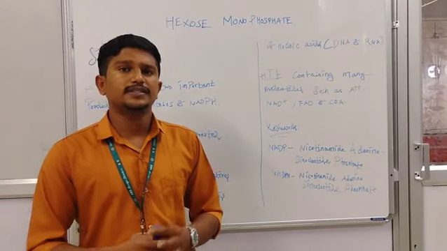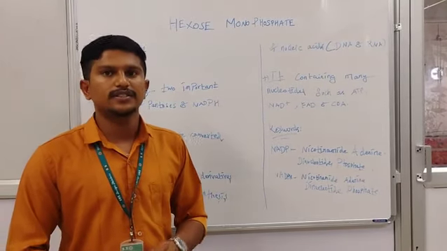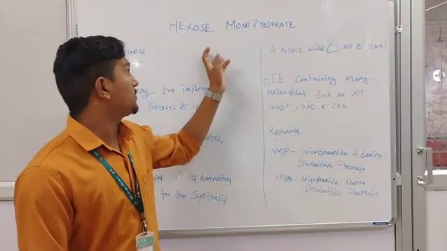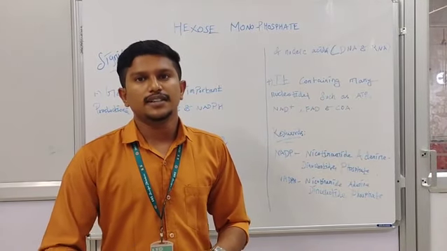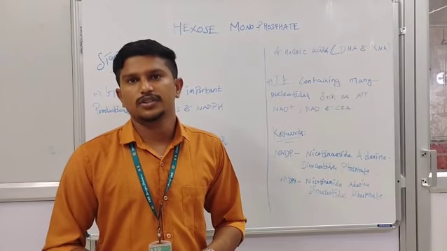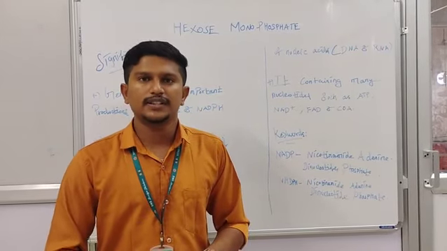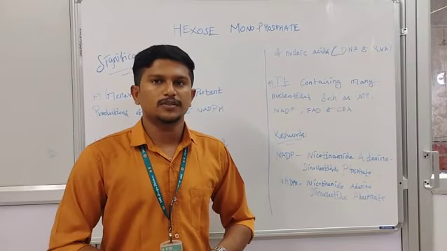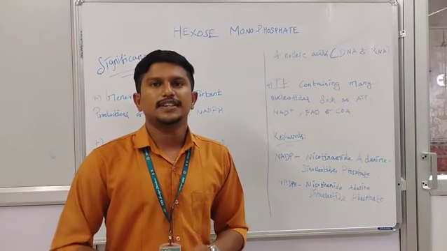Where is the site of the Hexose Monophosphate pathway located? It is located in the region of the cytosol. Cytosol is a portion of the cytoplasm. It is otherwise known as the fluid portion in the cytoplasm.